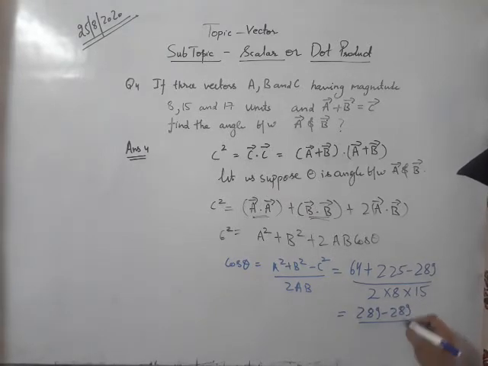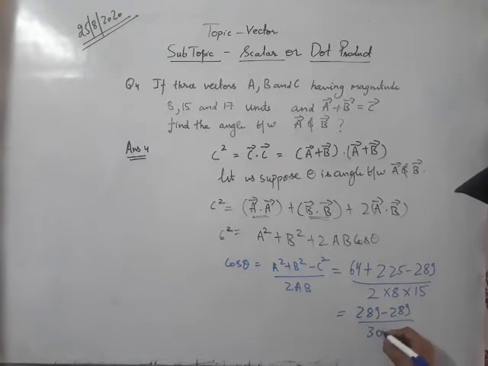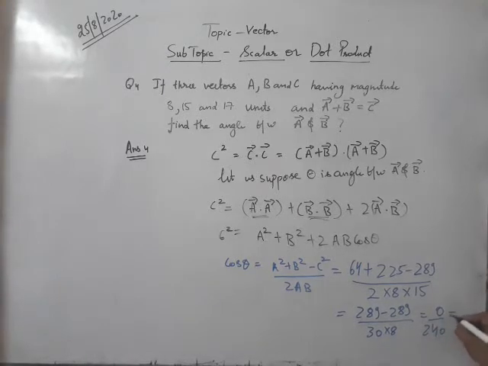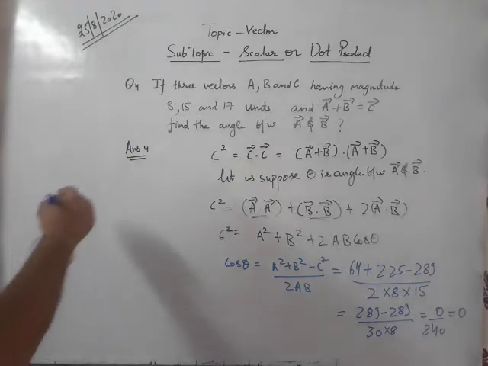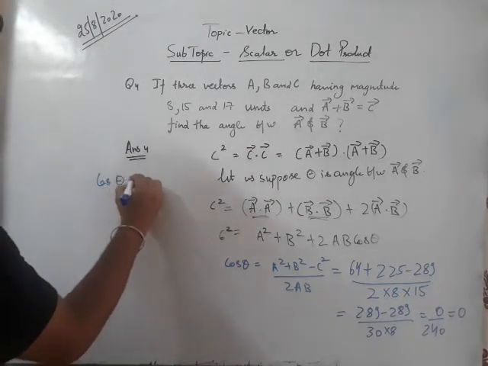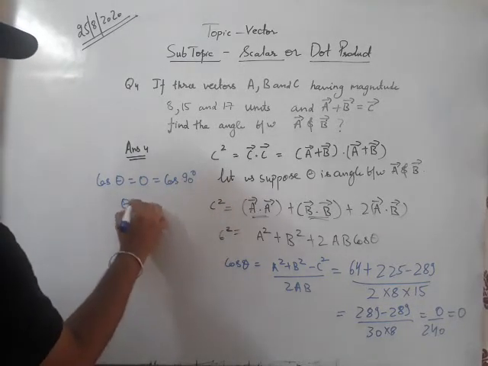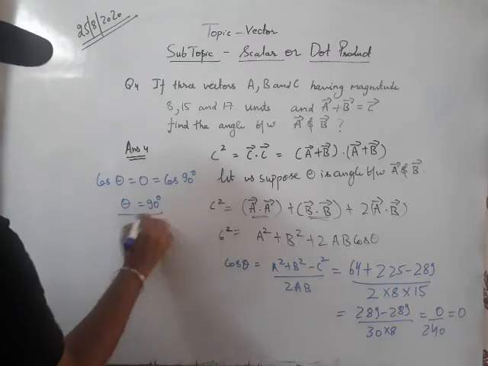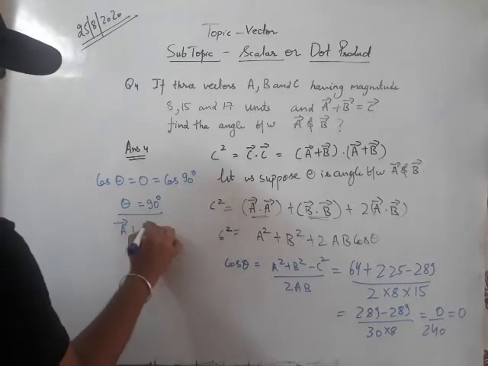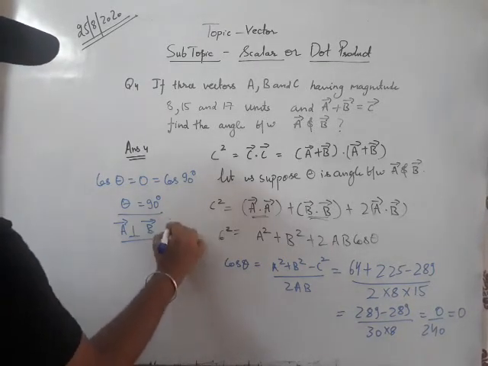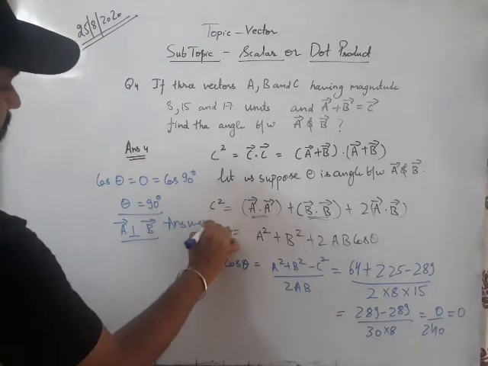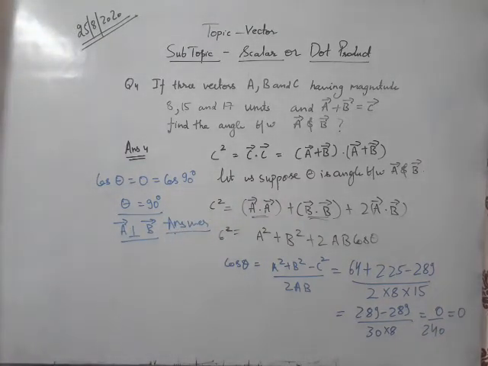No need to do further step with the denominator. If we do it like that, it will be 30 into 8. That will be equal to 0 by 240. So it is equal to 0 only. So cos theta is now 0. Where is cos theta 0? Cos theta is equal to 0 at 90 degree. So theta will be equal to 90 degree. So A vector will be perpendicular to B vector. This thing we had to find out. So this is the answer for our question. Thank you.